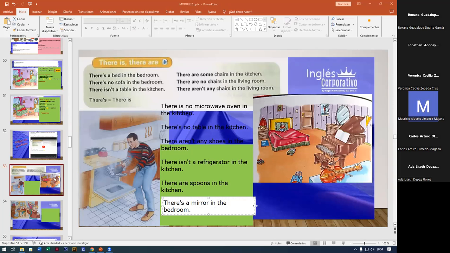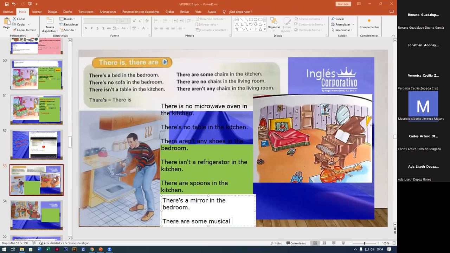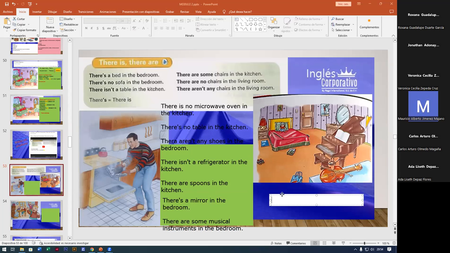There's a mirror in the bedroom. Teacher: Yes, tell me. There are some musical instruments in the bedroom. That's good. There are some musical instruments in the bedroom. Teacher: That's true. Yes. There is a doll. There is the bed, a doll. Yeah, that's the bedroom. It's true. It's on the bed. Correct.